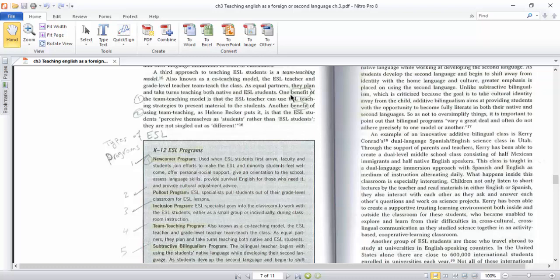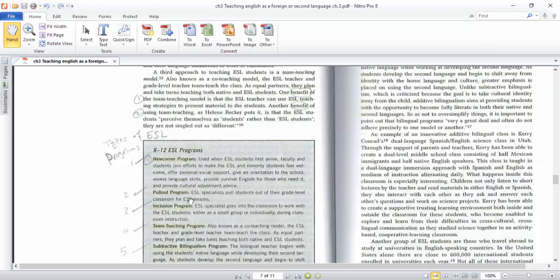We have benefits and advantages of using the team teaching model. One benefit is that the ESL teacher can use ESL teaching strategies to present material to the students. Another advantage of using team teaching, as Hanian Baker puts it, is that the ESL students perceive themselves as students rather than ESL students. They are not singled out because of difference.